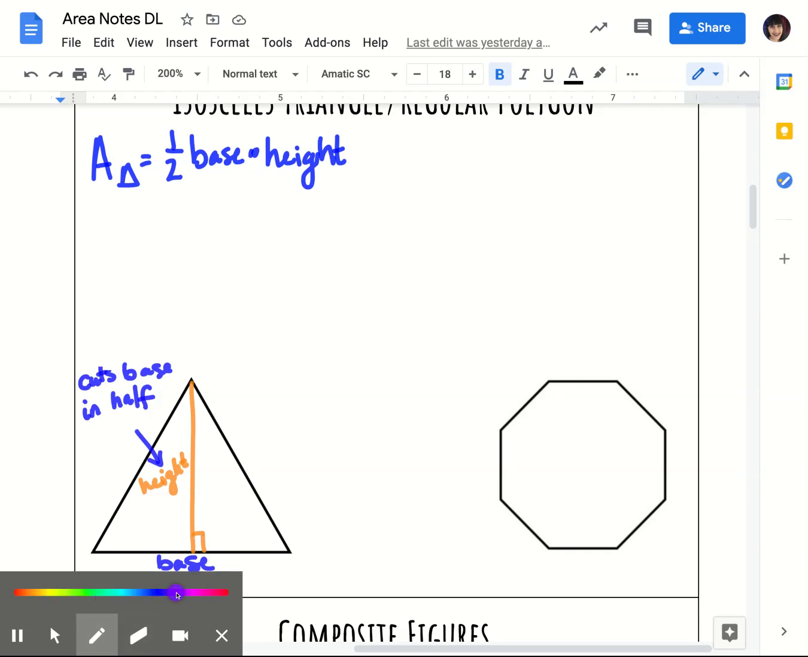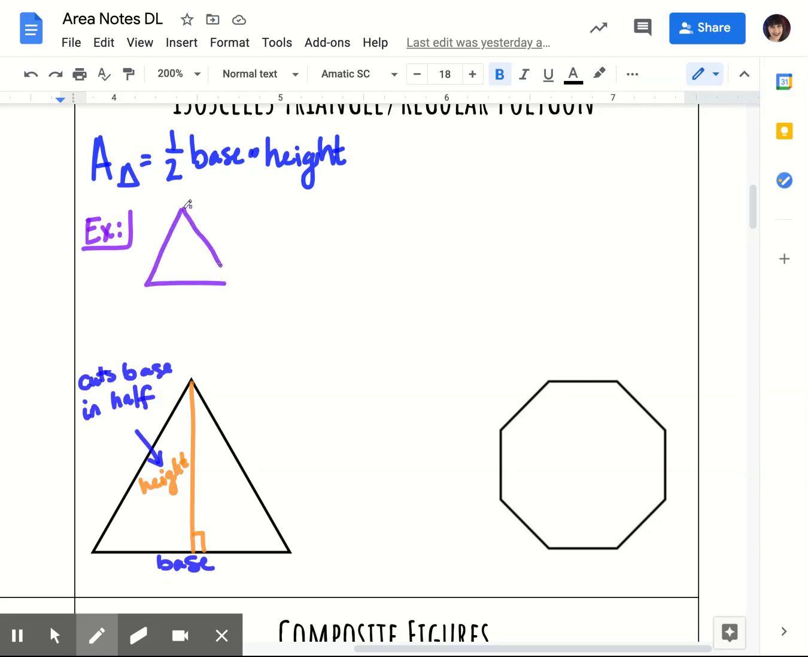So let's look at an example here. I'm going to draw this isosceles triangle right here. I'm going to tell you that this length is 12. I'm going to tell you that this degree measurement is 60. And I'm going to tell you that this height is 6√3.